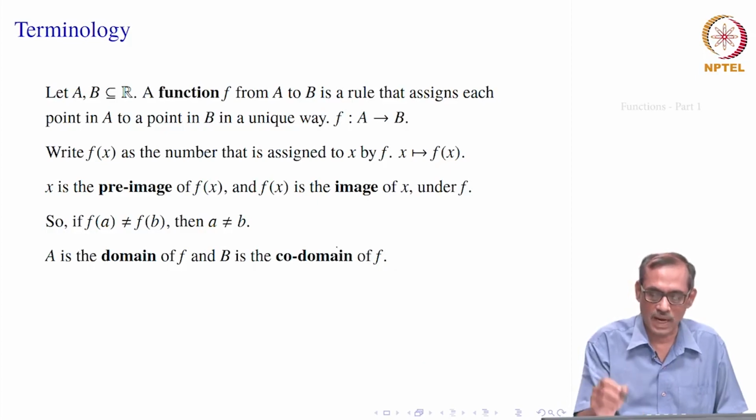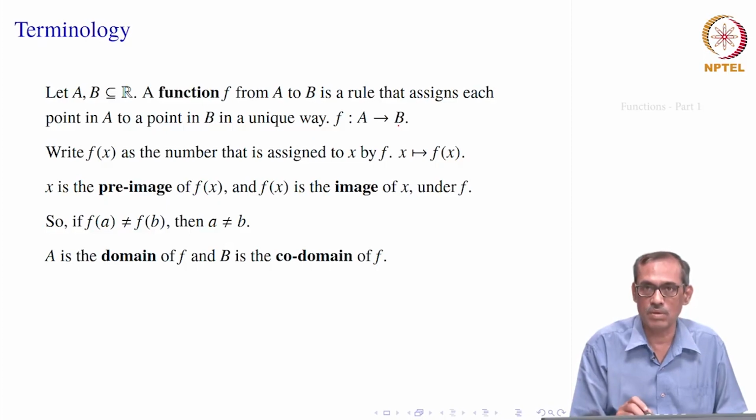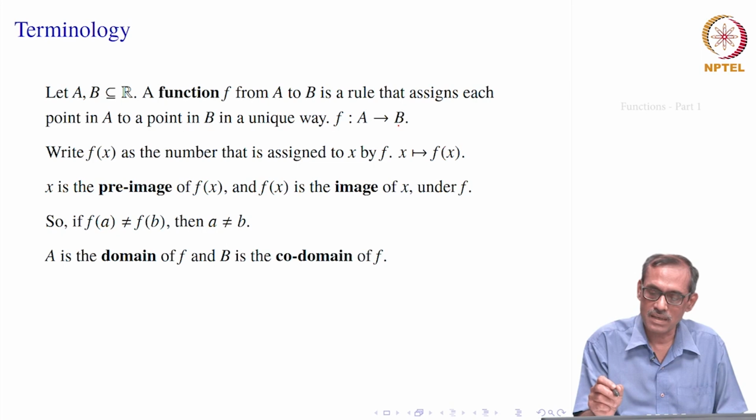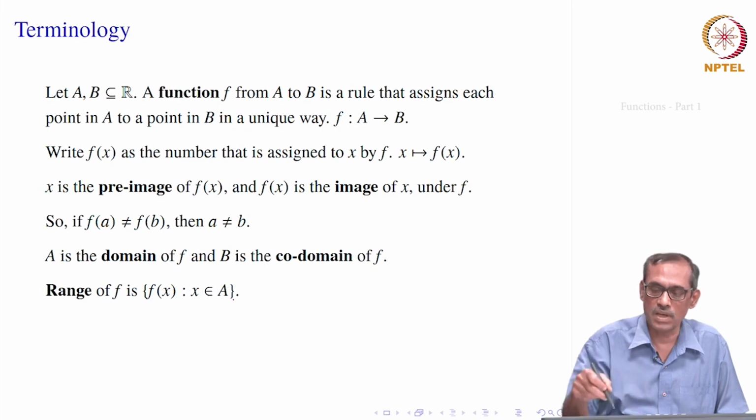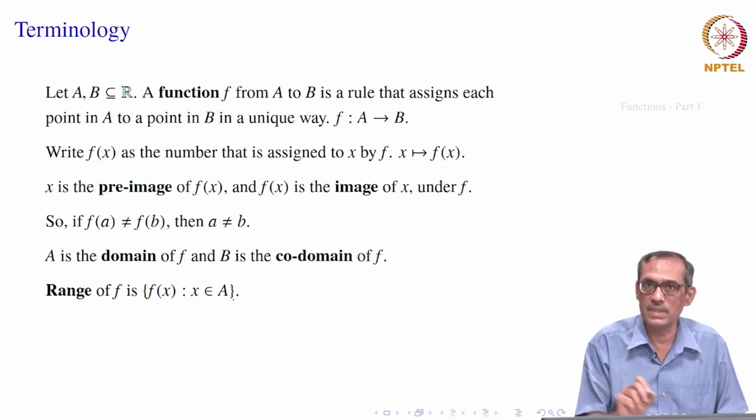So, codomain is the right hand side. If f from A to B is a function, the left side is called the domain, the right side is called the codomain. But exactly what is really mapped inside B, as in case of mod, the non-negative ones, that is called the range of f. We will say that range of f is equal to the set of all values f of x such that x belongs to A. So, it consists of a subset of B where everything is mapped.